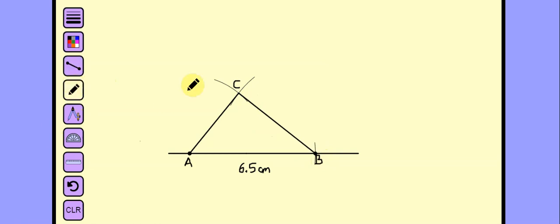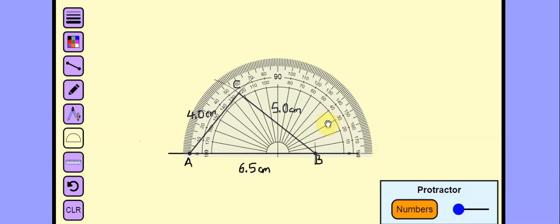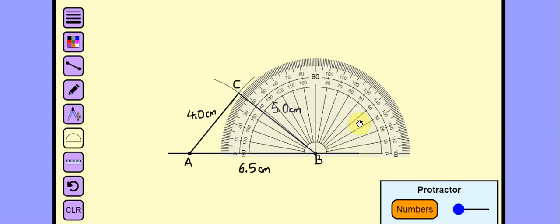So we can now label the sides. So AC is 4 centimeters. BC is 5 centimeters. Now you can recall that the question had asked us to measure and state the length of angle ABC. So we are going to take out our protractor and see if we can measure the size of angle ABC.